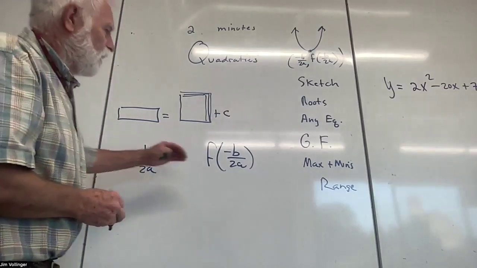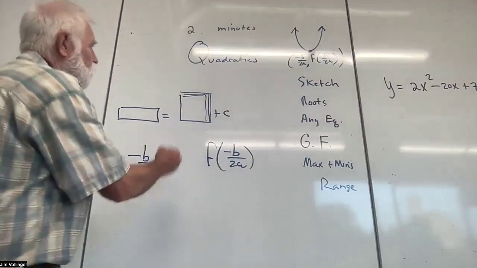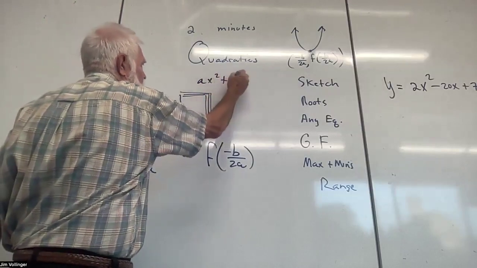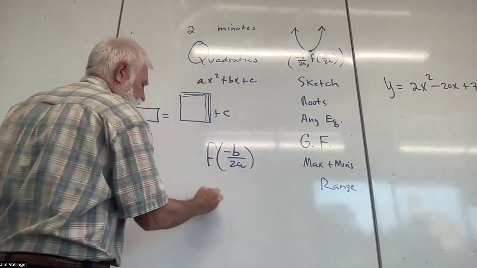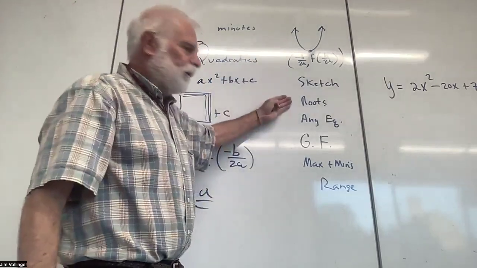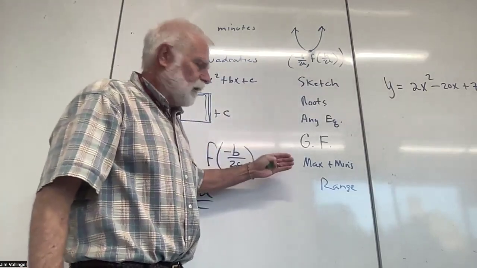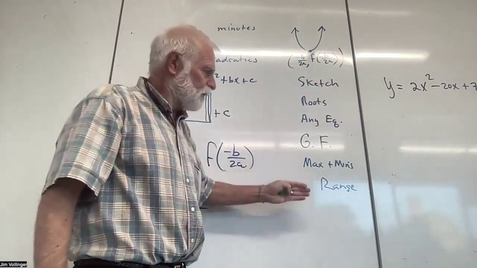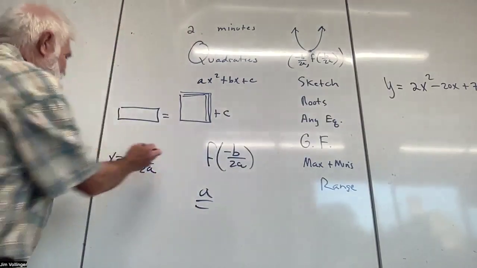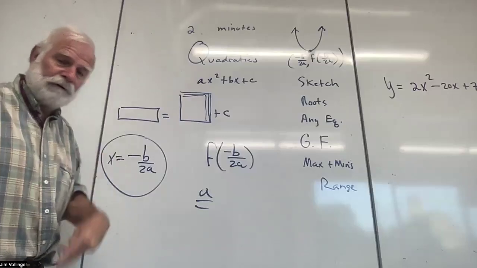Minus b over 2a, f of minus b over 2a. That basically, along with knowing the a term, which is given, ax squared plus bx plus c, then you can sketch quickly. You can find the roots quickly. You can solve any equation quickly. You can put it in graphing form, and you can find the maximums and minimums, which means you have the range. All at your fingertips, just by knowing that. That's most important. Understanding where it came from, go to the playlist.